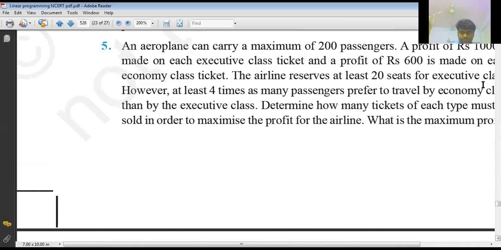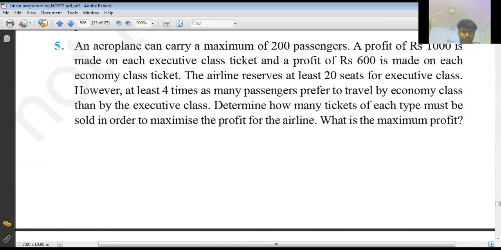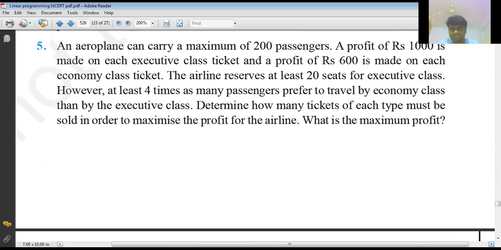Now see here. So this is the aeroplane problem. An aeroplane can carry a maximum of how many passengers? 200 passengers. Okay.